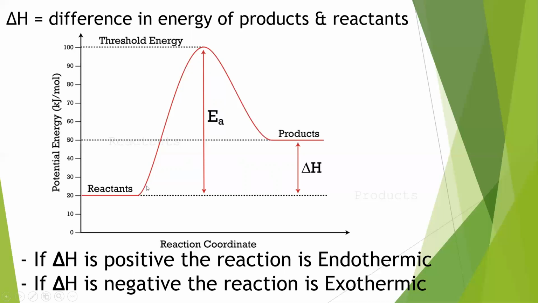And that would be if the products and the reactants were flipped here. So if we had the reactants at 50 and the products at 20, we would have a delta H of negative 30, telling us that our reaction was exothermic. We lost some energy. Okay? And notice how, when we're doing this delta H, the activation energy doesn't come into play. That's just how much energy we need to get the reaction going, but it has nothing to do with our change, our delta H. The delta H is just the products minus the reactants.